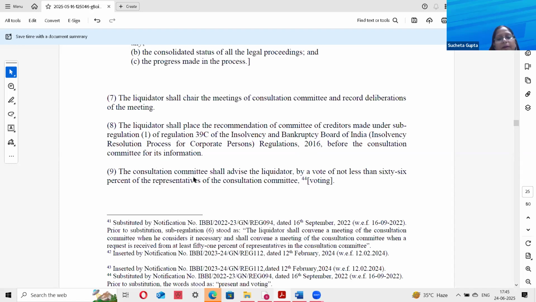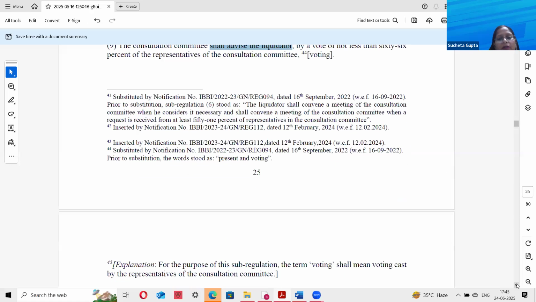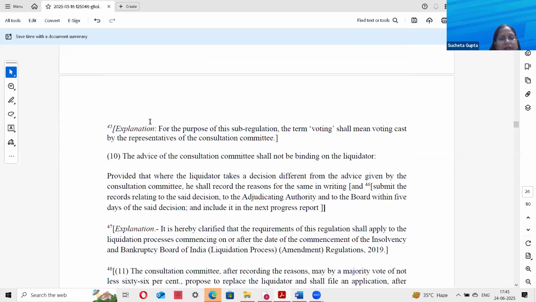The consultation committee shall advise the liquidator by vote of not less than 66% of the representative of the consultation committee. So only advice. Here it is not binding on the liquidator that they should accept the decision. Explanation is here. For the purpose of this sub-regulation, the term voting shall mean voting cast by representative of the consultation committee. The advice of the consultation committee shall not be binding on the liquidator.